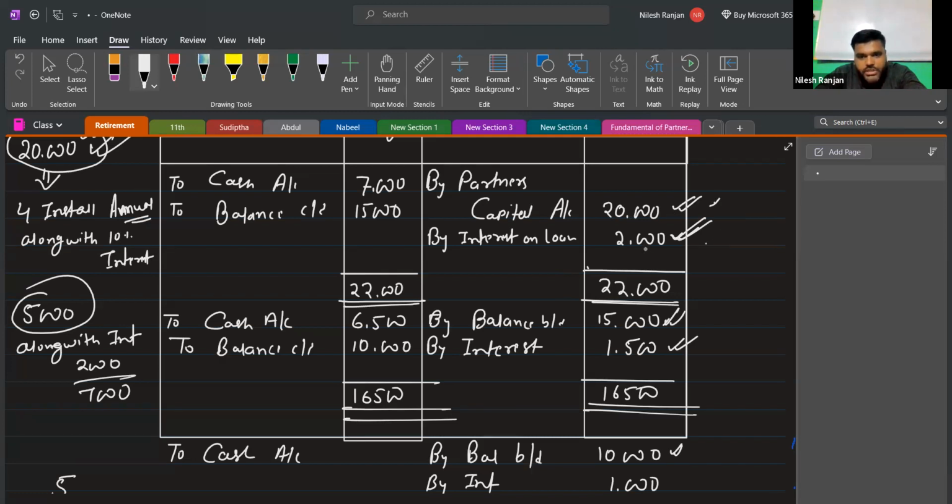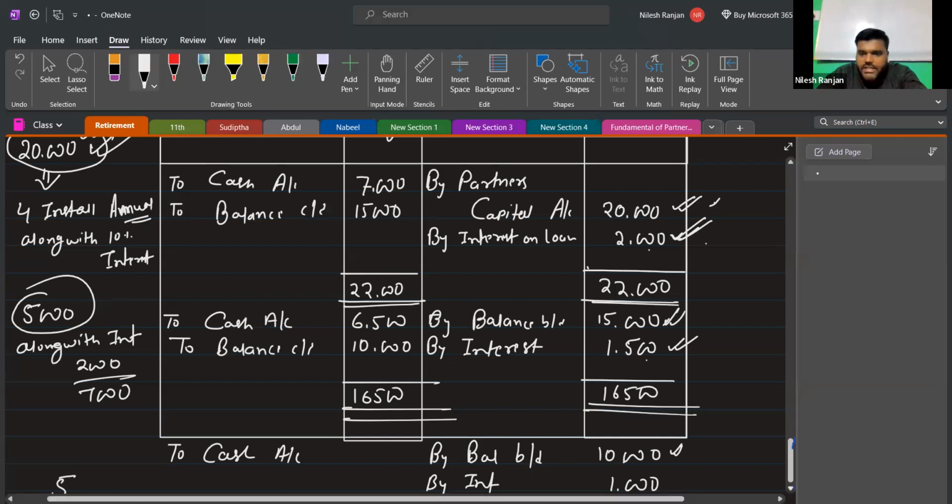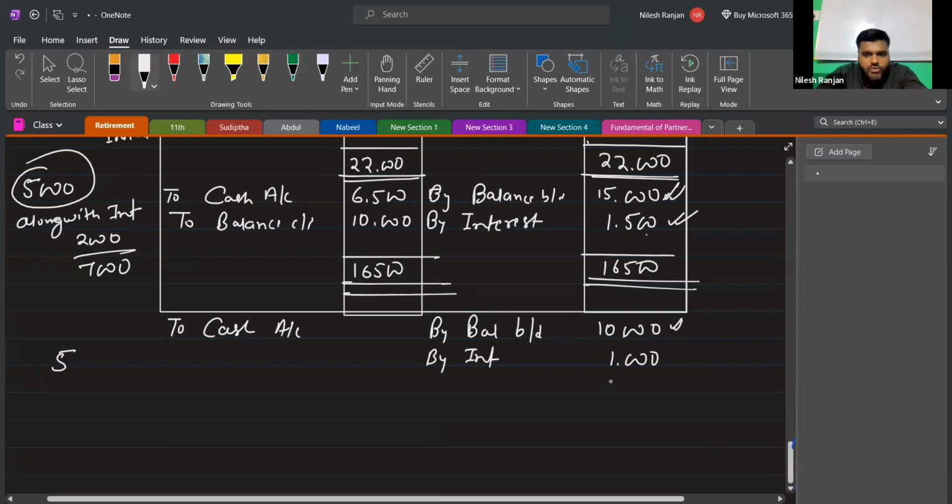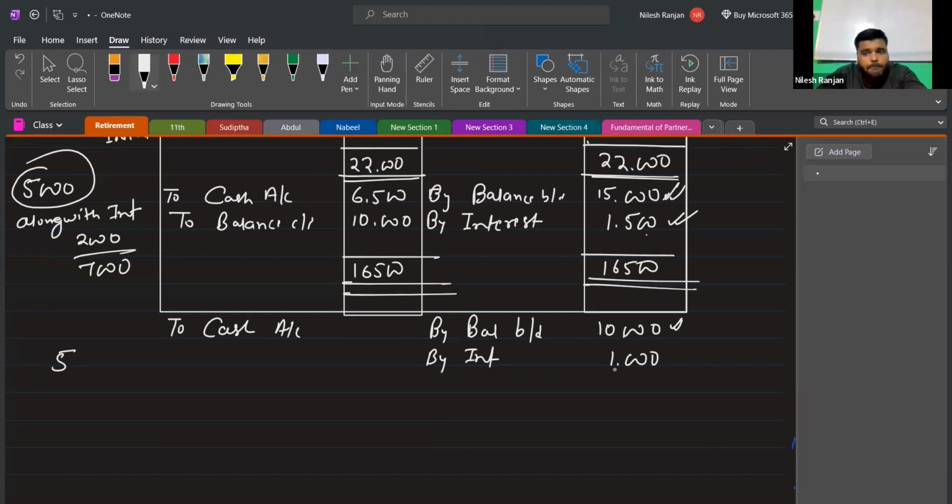So 20,000 into 10%, 2,000. In second year, it is opening balance, that is 15,000. So 15,000 into 10%, 1,500. In third year, the opening balance is 10,000 only, not this amount. You cannot take second year amount in third year. So in third year, it is 10,000, so the interest amount is 1,000. And the installment is 6,000, 5,000 of principal and 1,000 of interest.